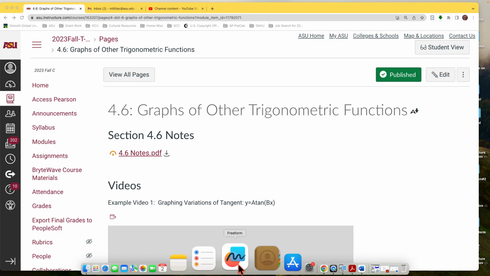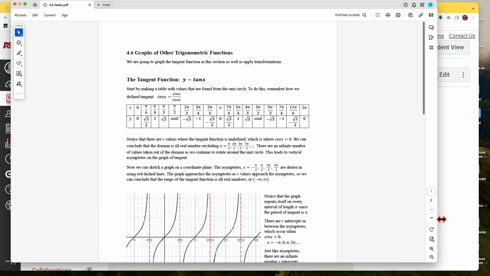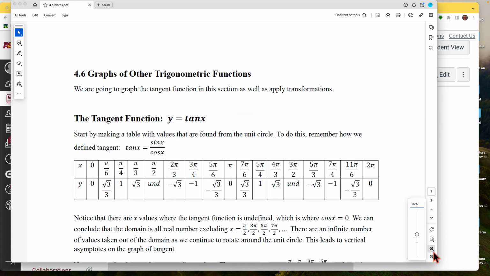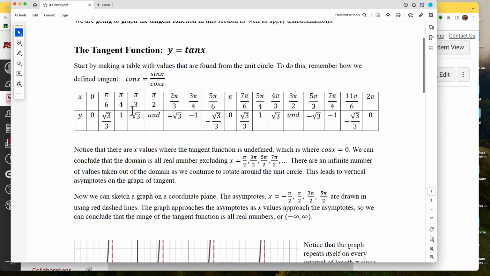Let me shrink that down. I'm just going to pull up the notes. So that's what the notes go through, right? Tangent is sine over cosine. They give us the x values. These are from the unit circle. You could take it and notice every pi over 2 we get undefined. At 3 pi over 2 we get undefined. At pi we get 0. At 0 we get 0. So those are exactly what we were talking about.